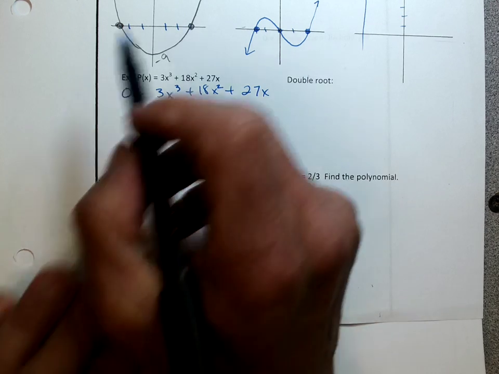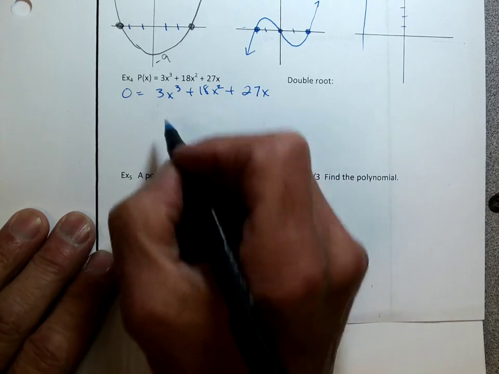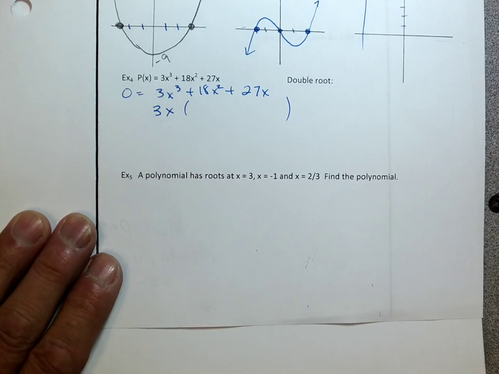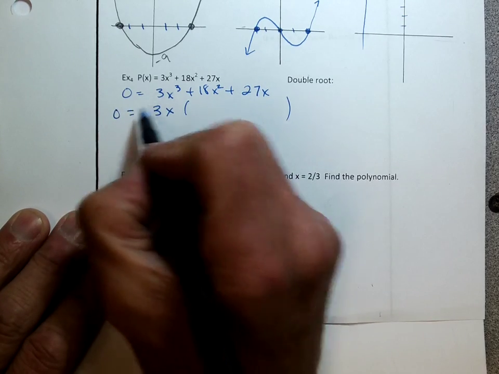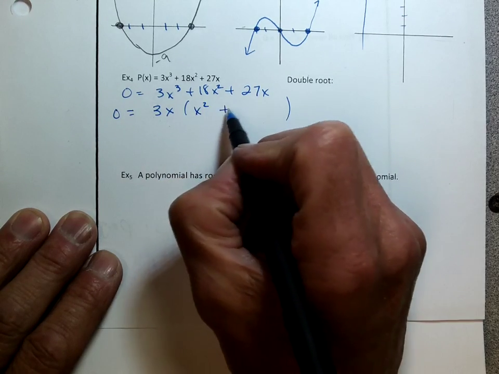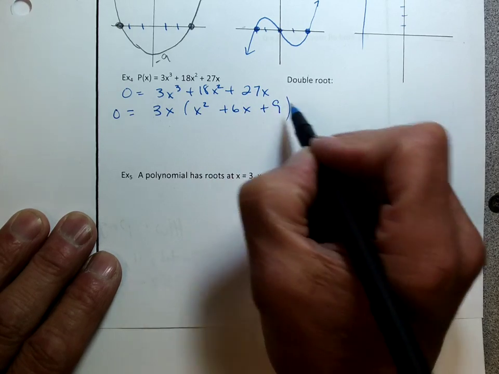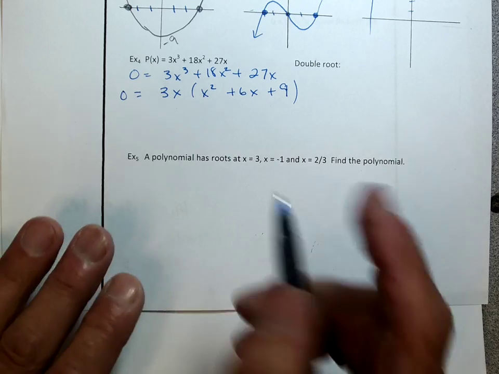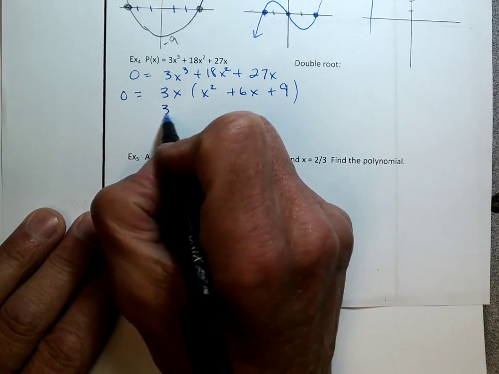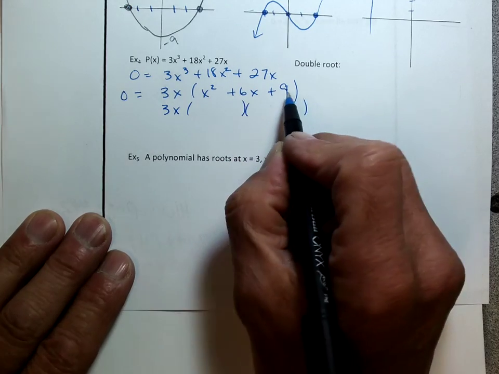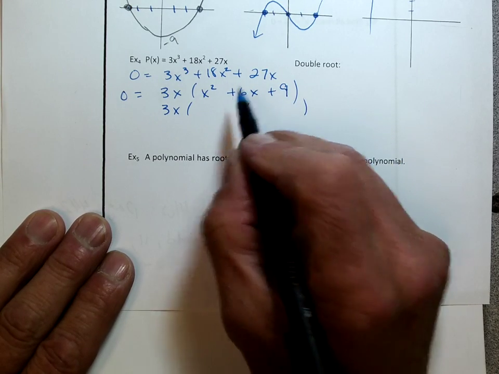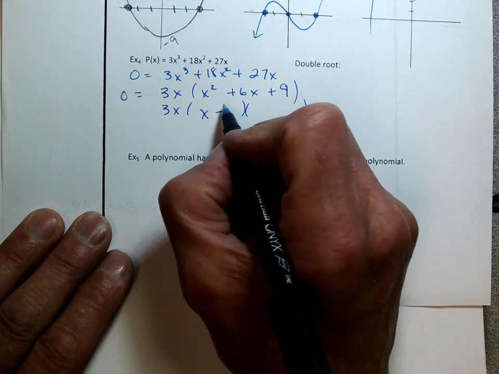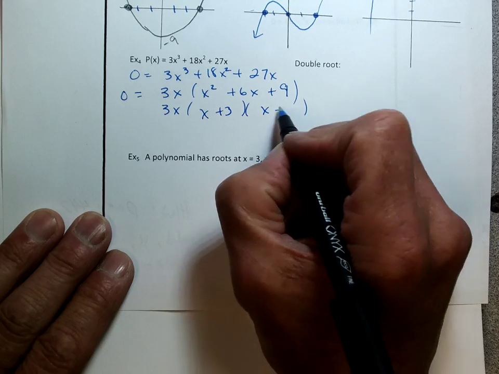Anyway, I'm going to common factor out a 3x because I can. So then I'll have x squared plus 6x plus 9, right? I can factor this again because I know 3 times 3 makes 9, and that also adds to 6. So I'll have x plus 3, x plus 3. Okay?